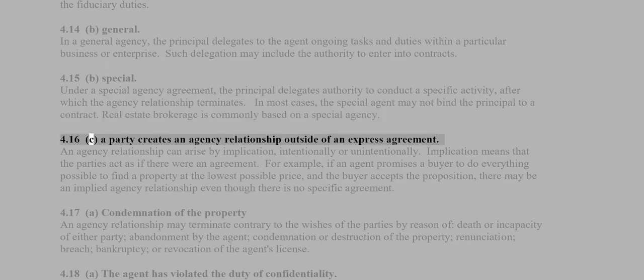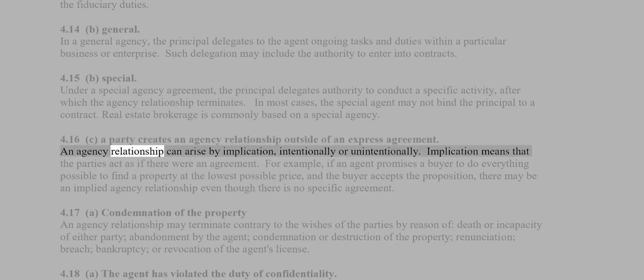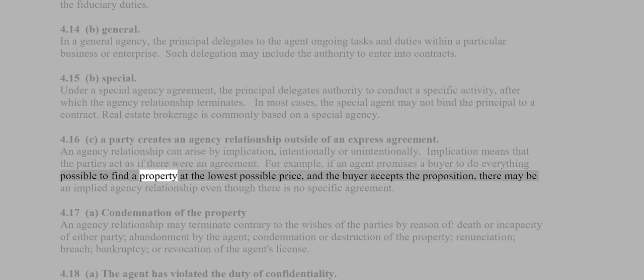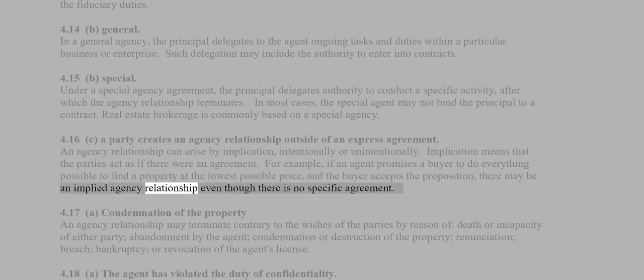4.16 c. A party creates an agency relationship outside of an express agreement. An agency relationship can arise by implication, intentionally or unintentionally. Implication means that the parties act as if there were an agreement. For example, if an agent promises a buyer to do everything possible to find a property at the lowest possible price, and the buyer accepts the proposition, there may be an implied agency relationship even though there is no specific agreement.